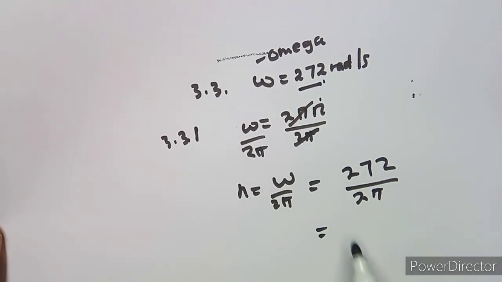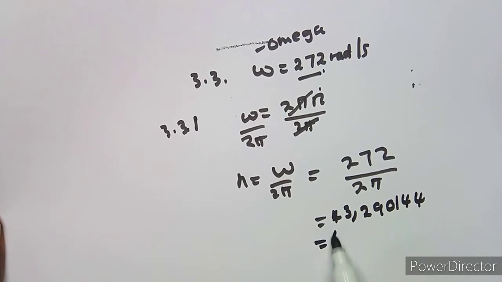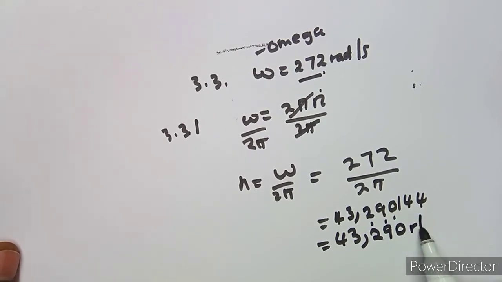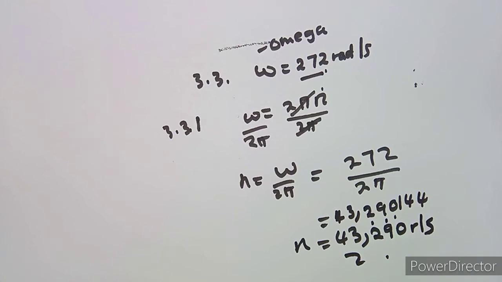43 comma something like that. That's going to be 43 comma 290144, something like that, which is 43.29 revs per second. So that's going to be our n in revs per second, which is the rotational frequency.